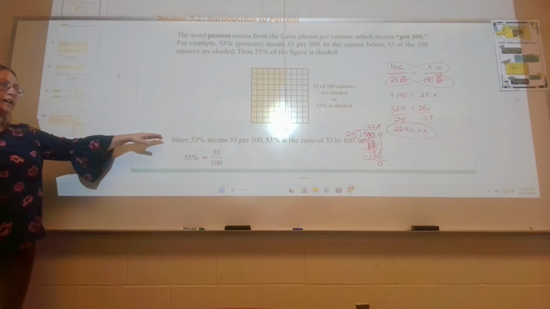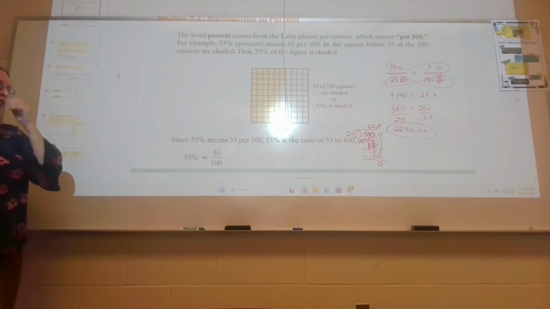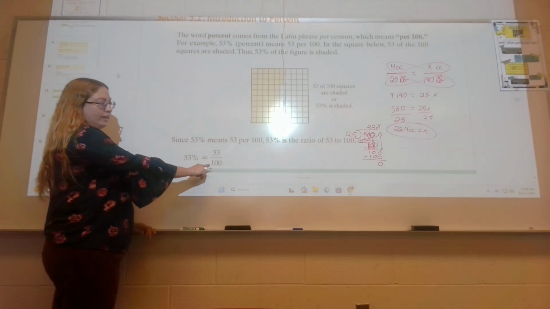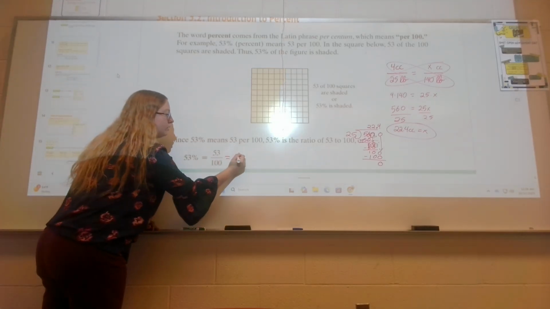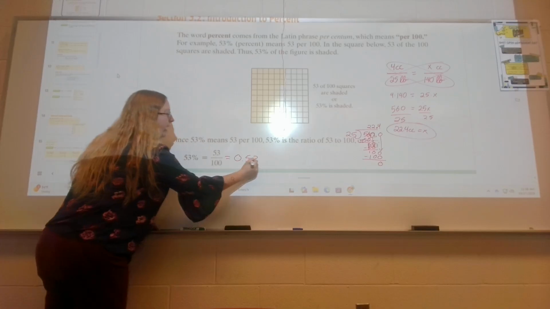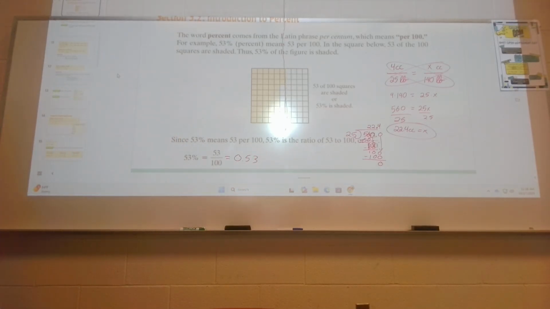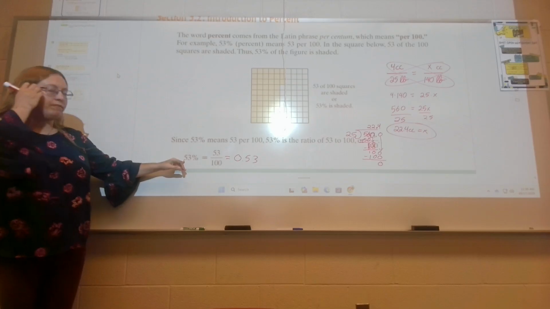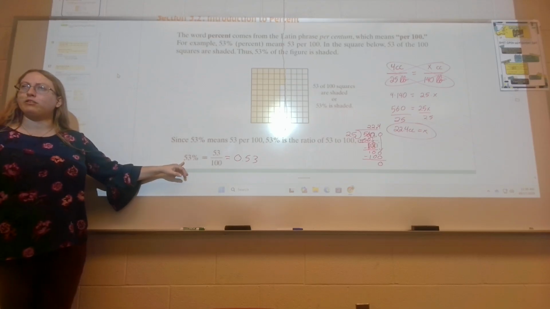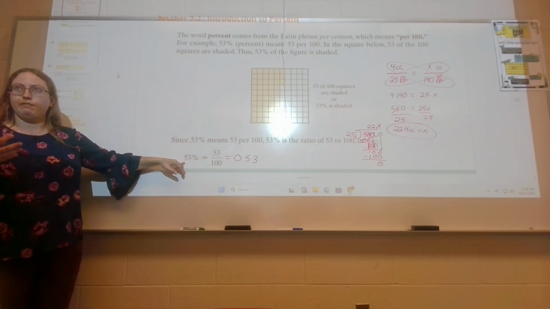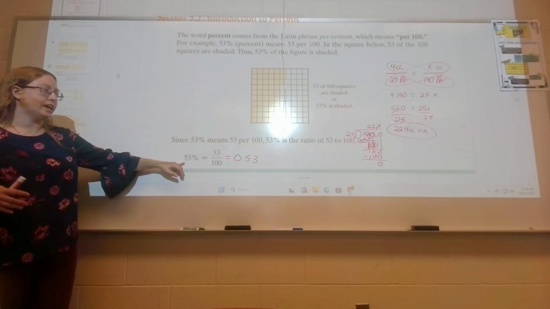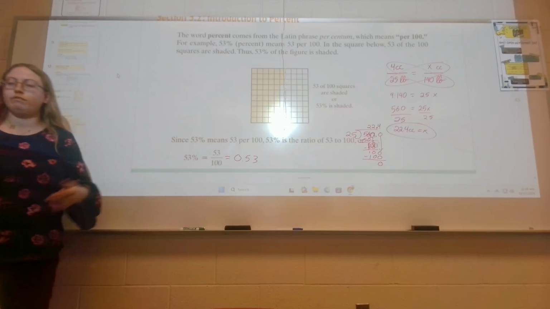So 53% can be written in different formats. You already see it here as a fraction. I'm going to tell you it's also written as a decimal. So 53 with the percent sign is equal to 53 over 100. It's equal to 0.53. All those values are equal to each other. 53% is just saying that out of 100%, we're looking at 53 values of that 100, 53 out of 100, 53%.